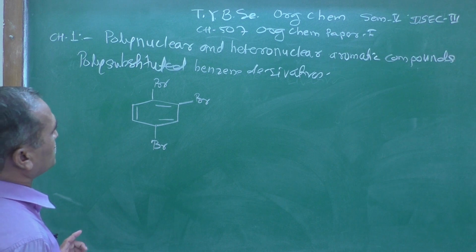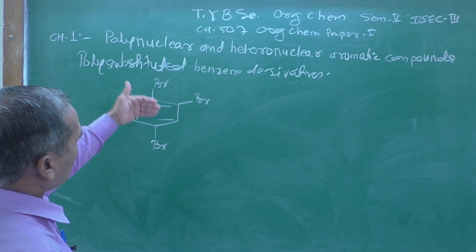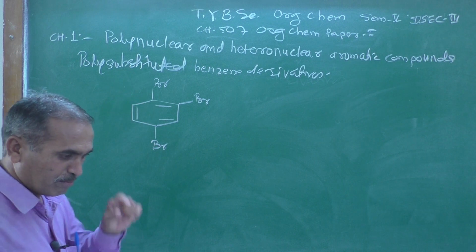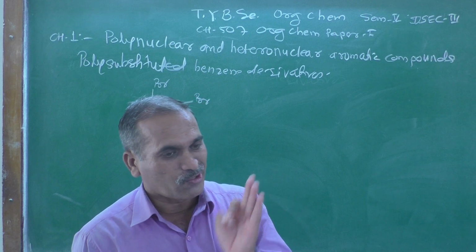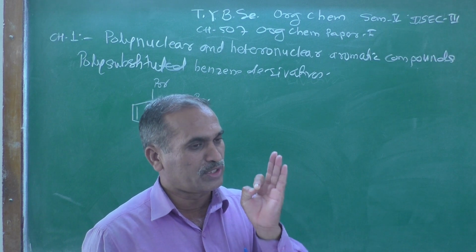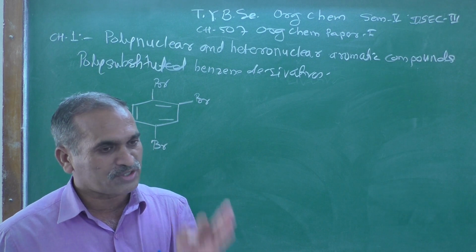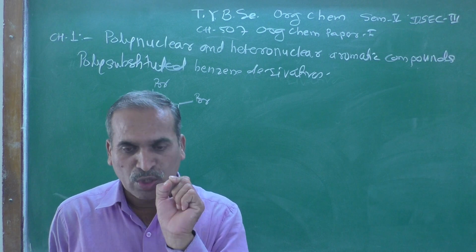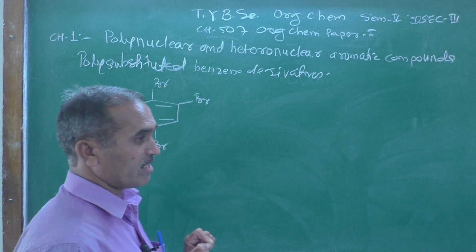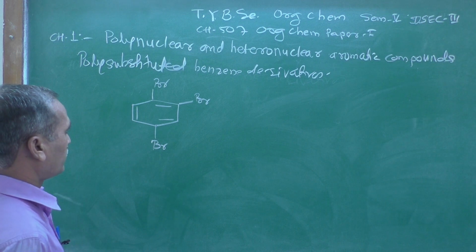So the numbering system, how do you give the number? There are various possibilities, but the most probable possibility is that you have to number in such a way that the other substituents should get the lowest numbers. That numbering you should follow here.